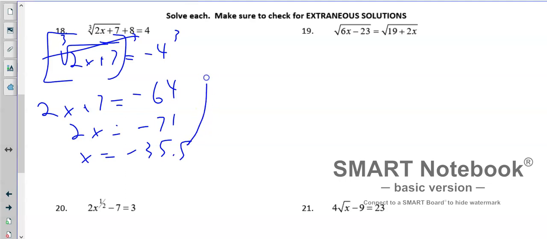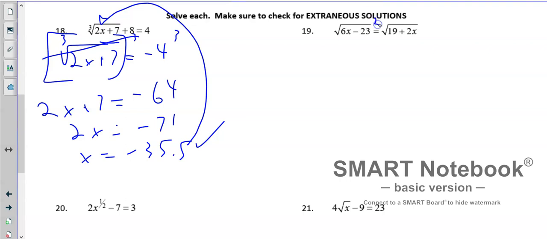Now, we should go back and plug this in and make sure it works. So 2 times negative 35.5 is negative 71. Negative 71 plus 7 is negative 64. The cube root of negative 64 is negative 4. And negative 4 plus 8 is 4. Check. Now, I did that in my head, but you can also go back and plug that in and use a calculator.